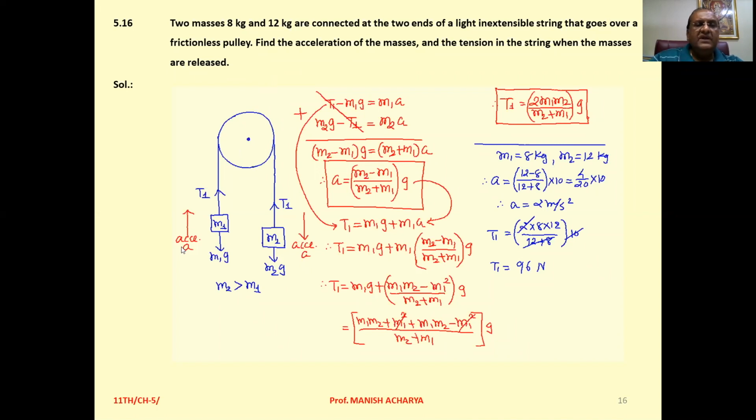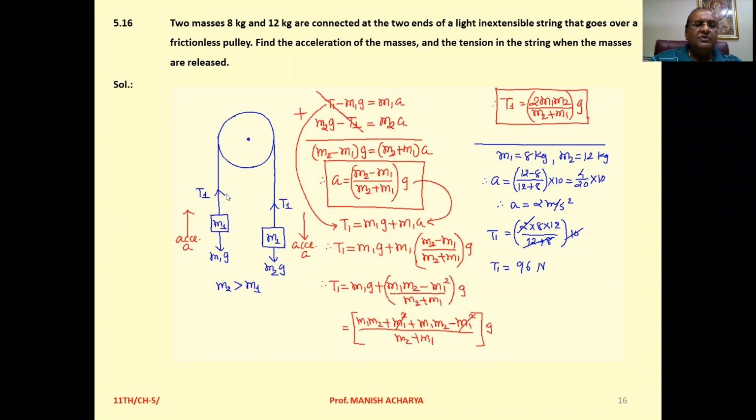So here now we can represent the forces. First think about mass M2: its weight is in vertically downward direction, M2g, and the tension in the string at the end of M2 is, suppose, T1. Then the weight of mass M1, that is M1g, is in downward direction, and tension T1 is in upward direction.